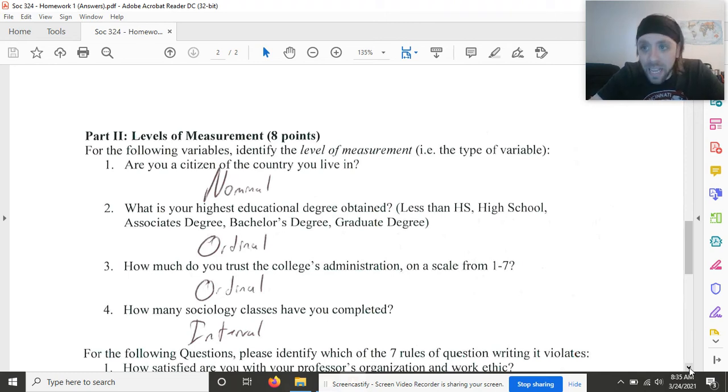But exactly how much? We wouldn't go around saying somebody who answers this as 7 has 1 more unit of trust than somebody who answers this as 6. And that's consistently applied to everybody who answers the survey. We don't do that. So that makes it ordinal. However, how many sociology classes have you completed? That's going to be interval. If I asked you that, the answers are 1, 2, 3, 4, 5.